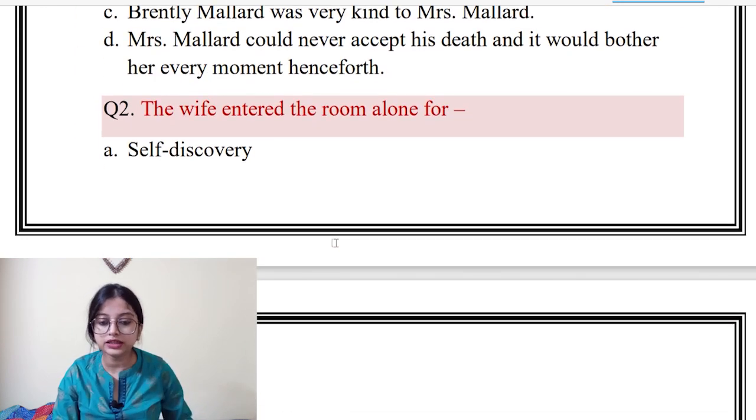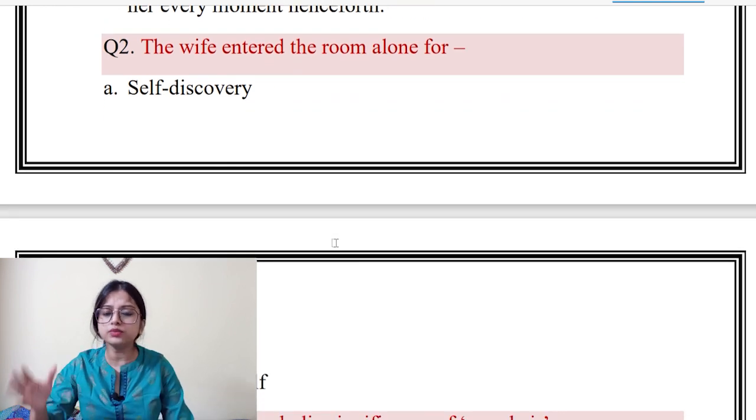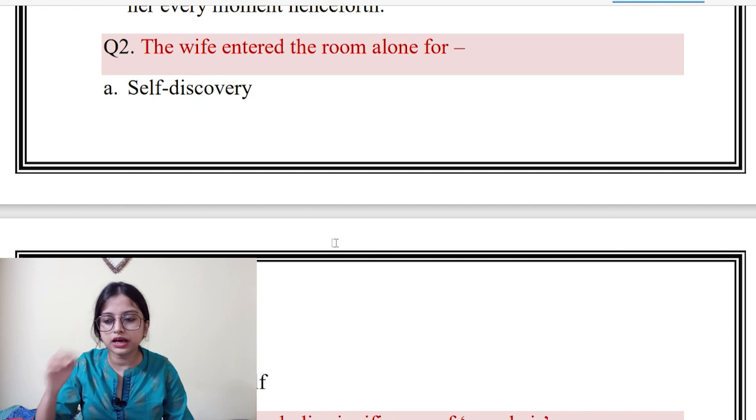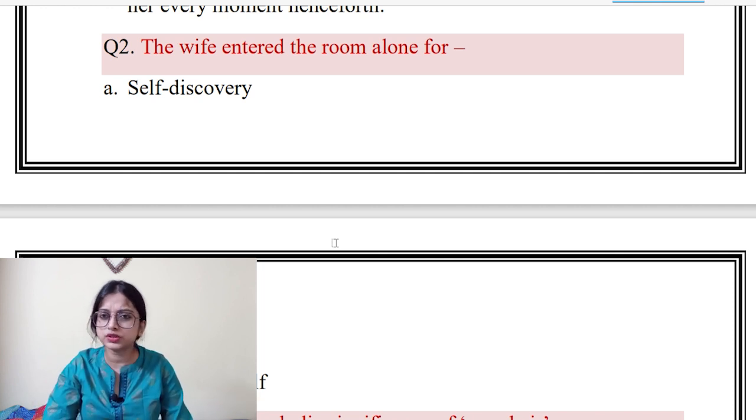Now coming to question number 2. The wife entered the room alone. Why did the wife suddenly enter the room alone? Okay, why didn't she allow the sister, what was her name, Josephine, to enter? So what was the reason behind that?